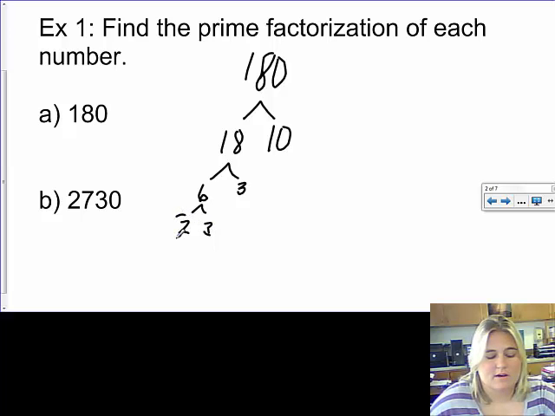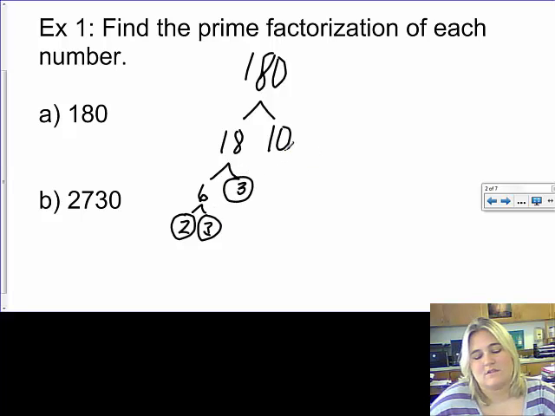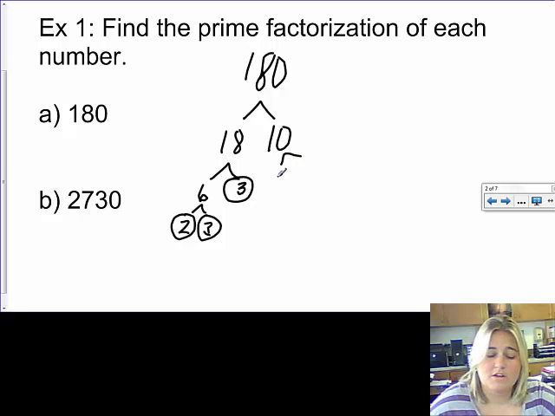2 is a prime, so I circle that one. 3 is a prime, so I'll circle that one. This 3 is a prime. And then I have 10, which is not a prime, and 2 times 5 gets me 10. 2 is a prime, and 5 is a prime.